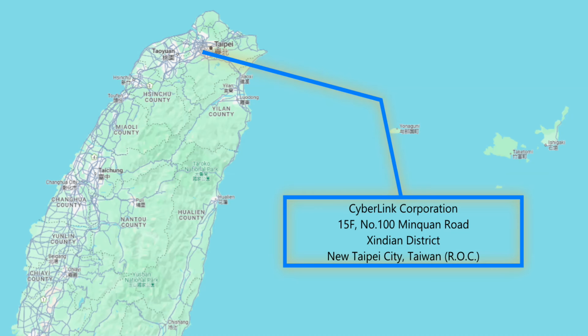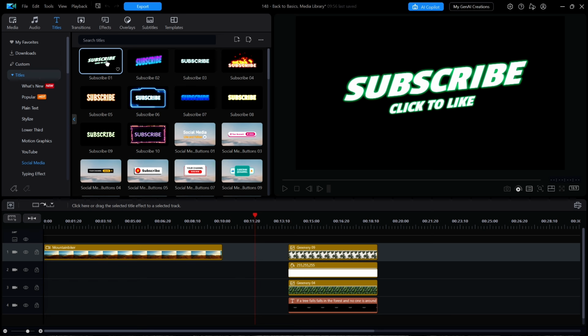Send your complaints to 15F number 100 Minquan Road in the Xindian district of New Taipei City, Taiwan, Republic of China. Tell them Baldy sent you.